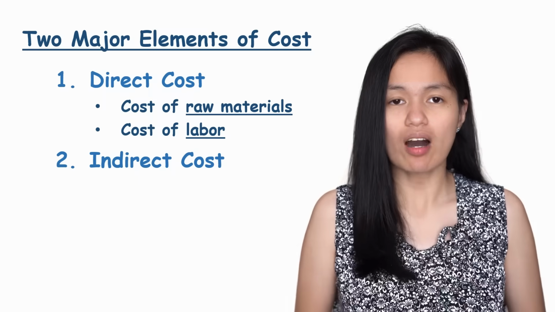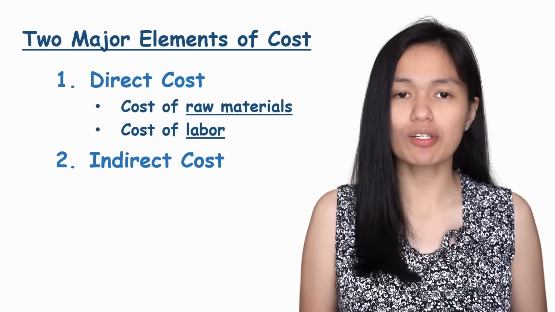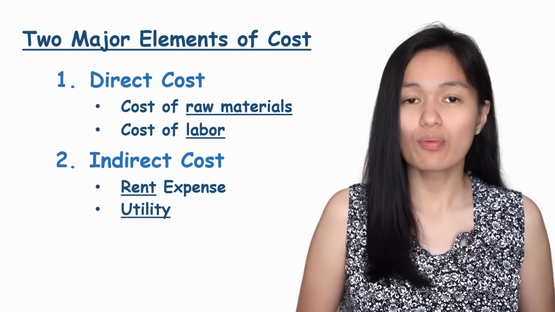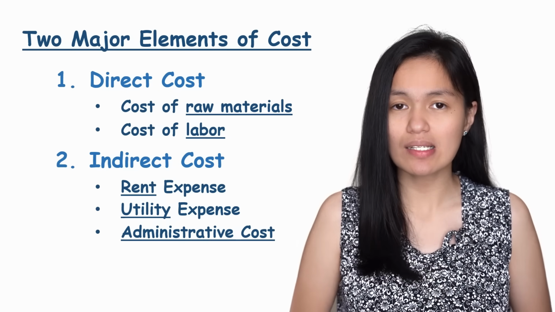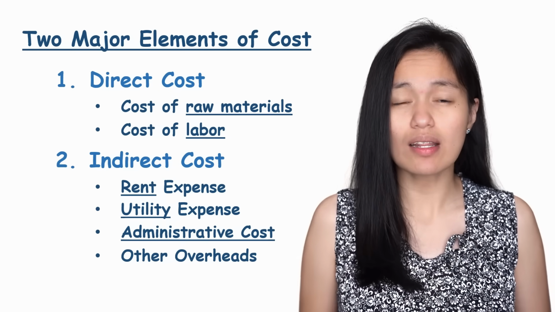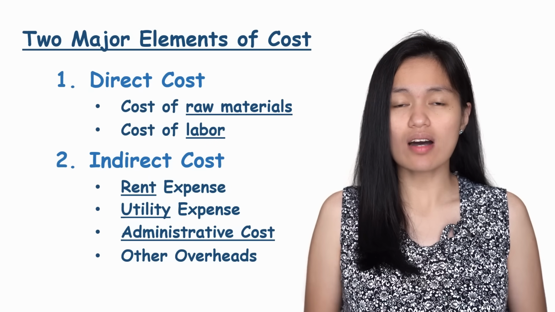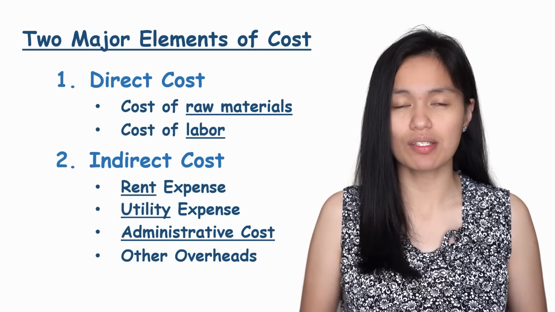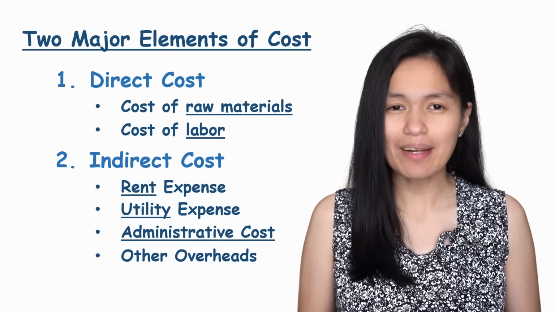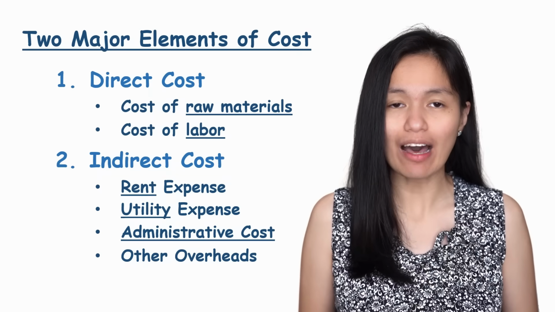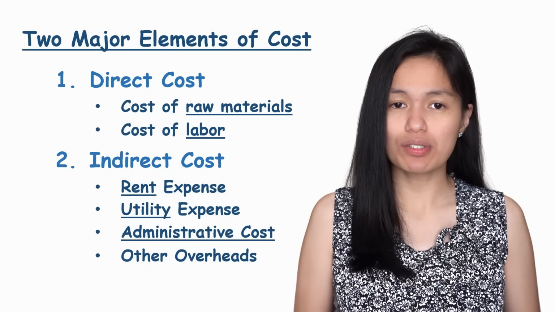The indirect costs are not directly related to the production, examples such as rent expense, utility expense, administrative cost, and other overheads. These costs are not easily traceable to a certain product, and therefore it can be difficult to identify how much each of these costs contribute to the product. Let's look into an example.